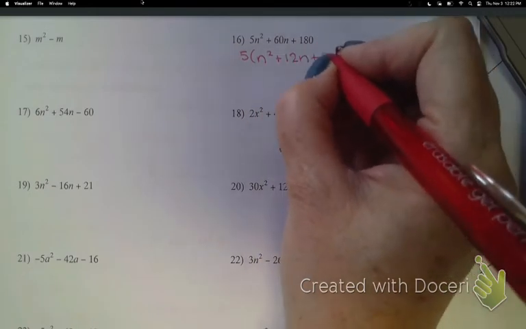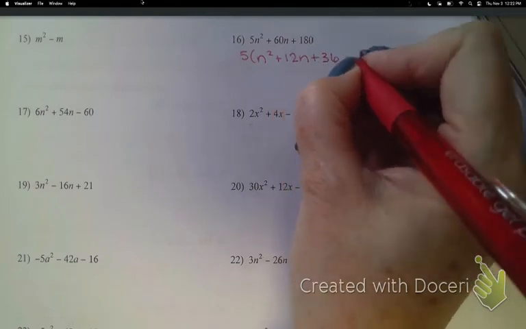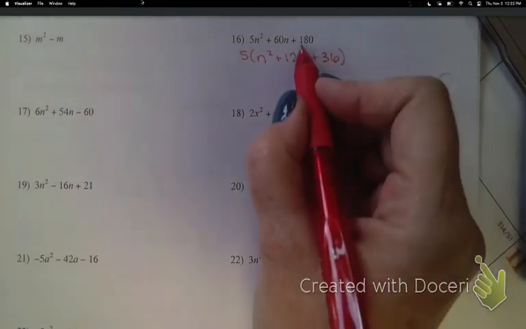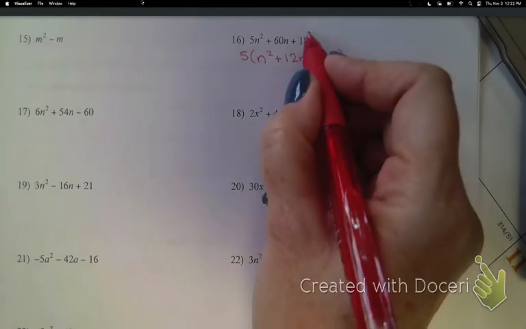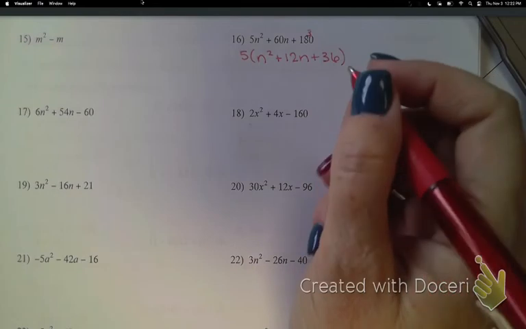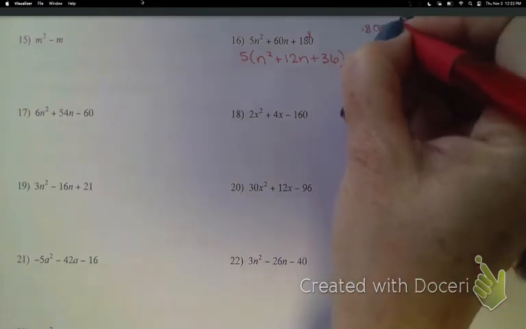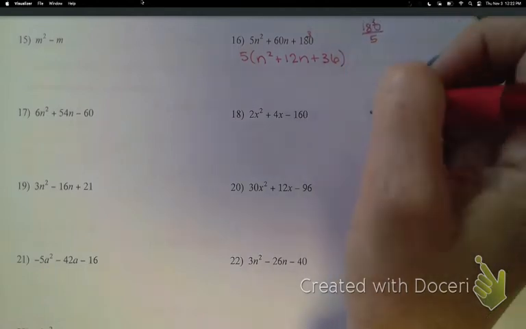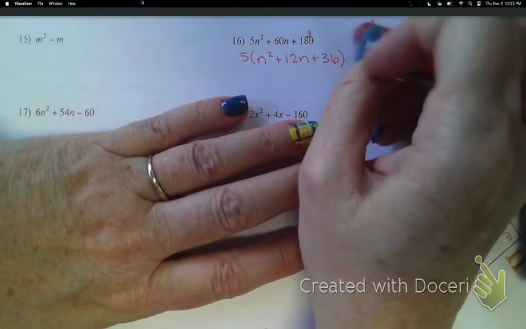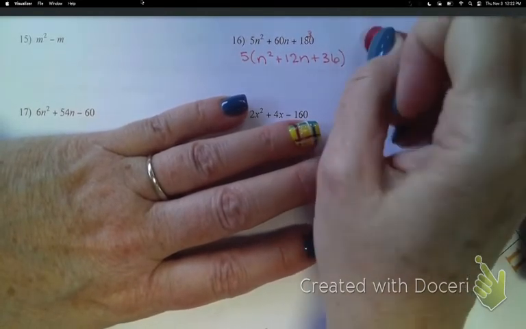Plus 36? Yeah. Oh, we were going to do this one. This is a special one, too. Okay. Is it 36? Yes. Because 5 goes into 18 3 times with 3 left over. Oh, wait, no. It's 5, never mind. I was thinking 3s for a second. Okay. So factor that. N squared plus 12n plus 36.